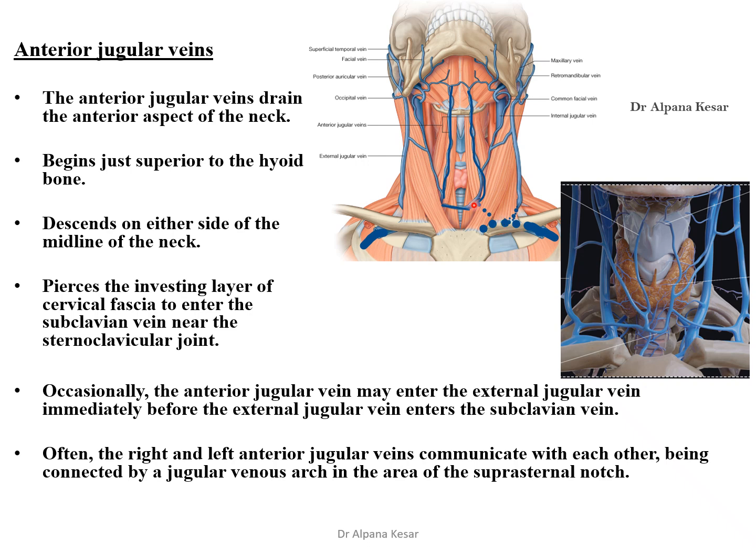Sometimes, instead of entering directly into the subclavian vein, the anterior jugular veins may join the external jugular vein and then enter the subclavian vein. The two anterior jugular veins are connected to each other with the help of a venous arch, which is called jugular venous arch, and this jugular venous arch is present in the suprasternal notch just above the sternum.